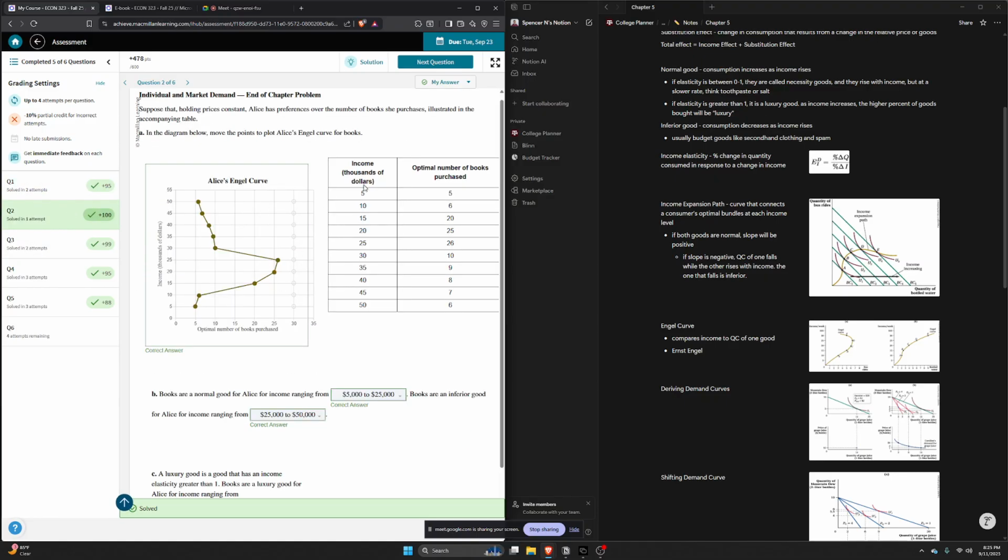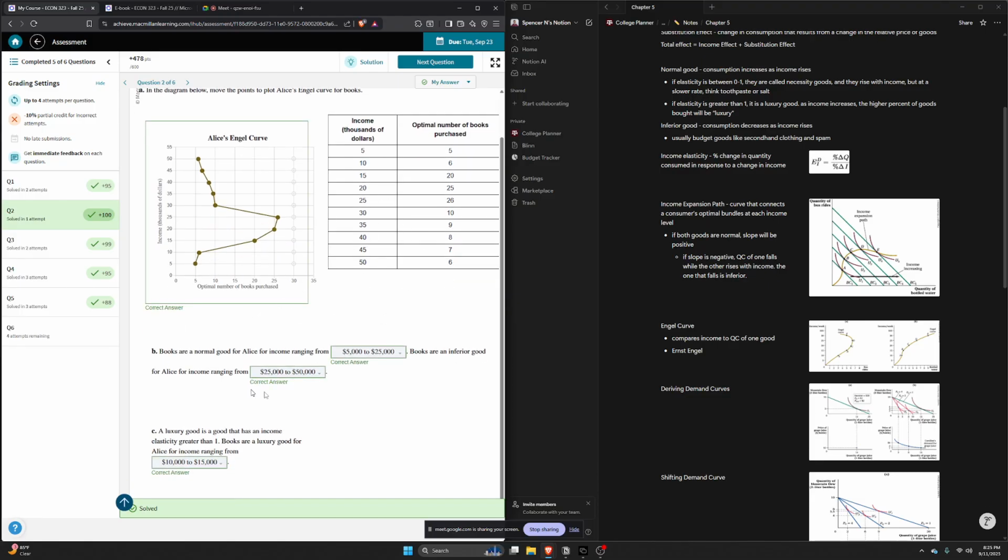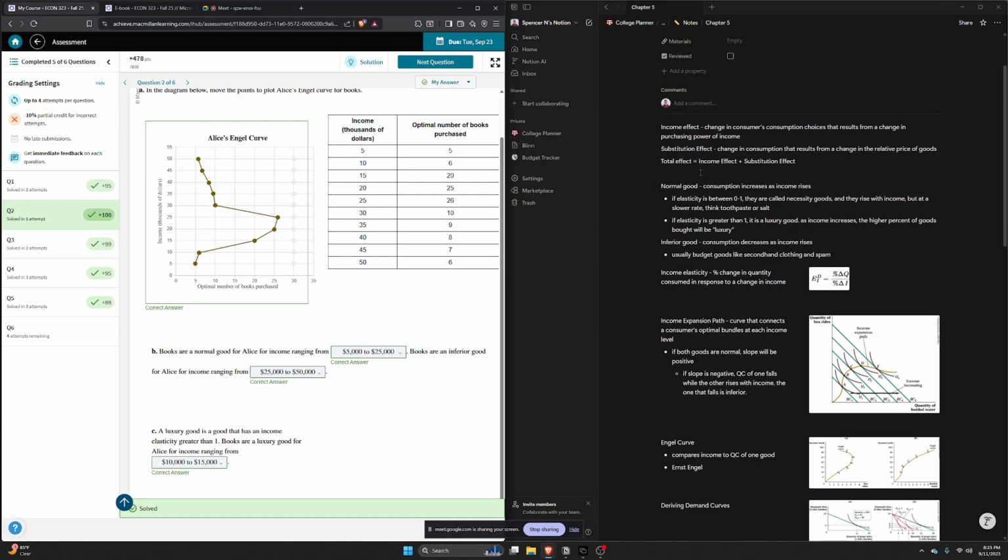All right, this one, all you do is plot the points on the graph. So 5, 5, 10, 6, 20, or 15, 20. That one's pretty easy. And then you get into looking at the graph. So books are a normal good for Alice for income ranging from blank to blank. Normal goods have a positive consumption to income, so anywhere where it's a positive slope is going to be a normal good. So that's positive slope, that's positive, that's positive. Then it goes back to a negative, right?